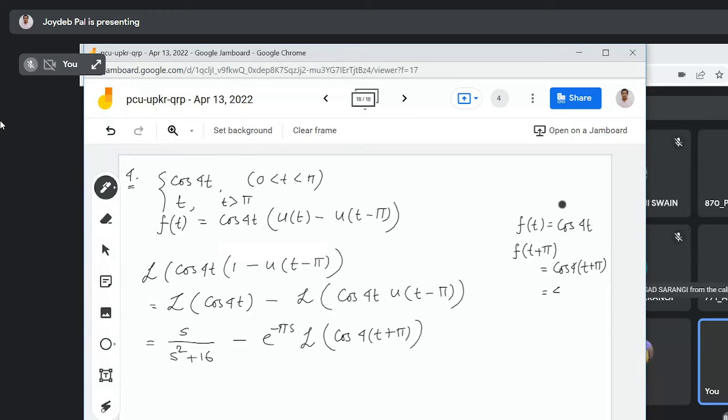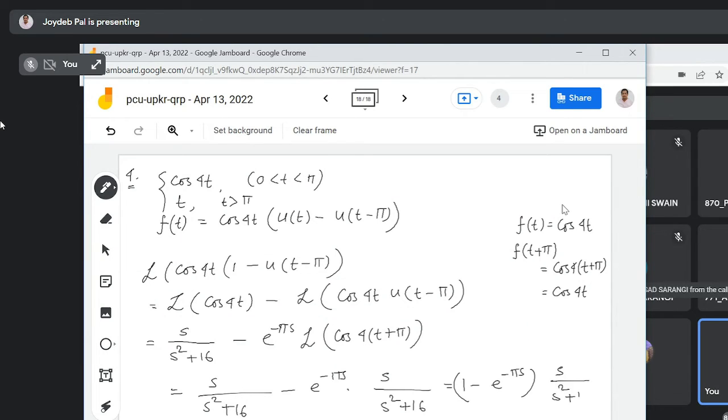So it is actually cos 4t. I am writing one more line: s by s square plus 16 minus e to the power minus pi s, and that is the Laplace transform of cos 4t. That means the same, s by s square plus 16. Okay, so you can take s by s square plus 16 common. Fine, I have to remove this.